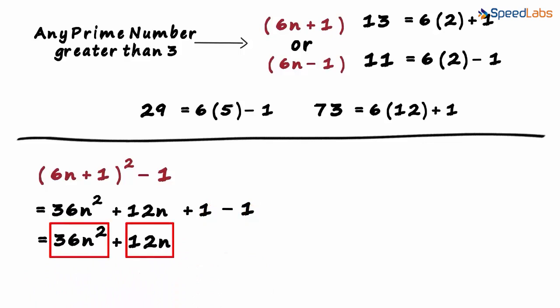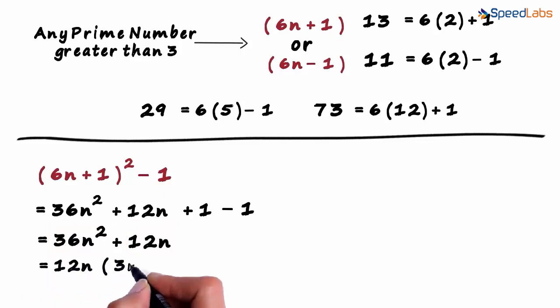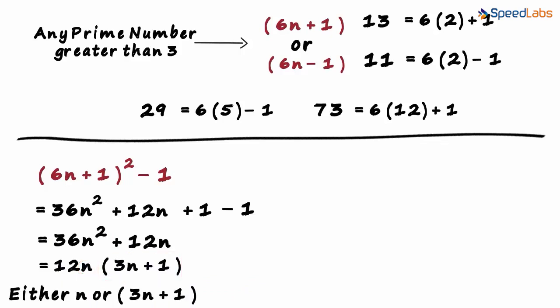Look at both the terms. 12n is a common factor to both. This can also be written as 12n multiplied by 3n plus 1. Look at n and 3n plus 1. One of them has to be even. If n is 3, 3n plus 1 will be 10, which is even. If n is 6, then 3n plus 1 will be 19. Either of them will be even. And an even number will always be a multiple of 2, which tells us that this product here has to be a multiple of 24.